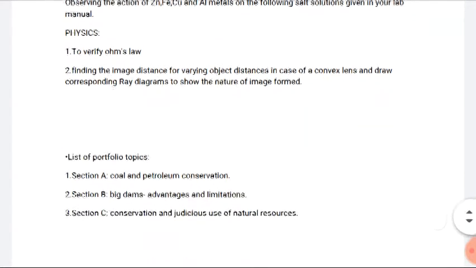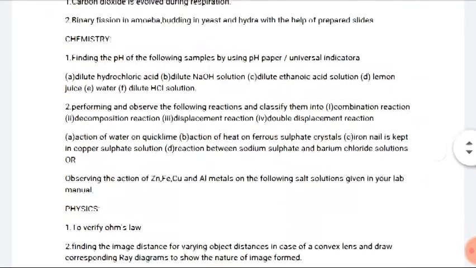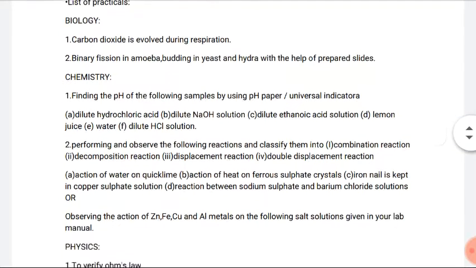Then in physics, as I have already told you, write one experiment which is to verify Ohm's law. Those who have already written that, it's okay, no need to write again, and those who have not, write it as soon as possible. Second, finding the image distance for varying object distances in case of a convex lens and draw corresponding ray diagrams to show the nature of image formed. Okay, so these are the list of practicals for physics, chemistry and biology.